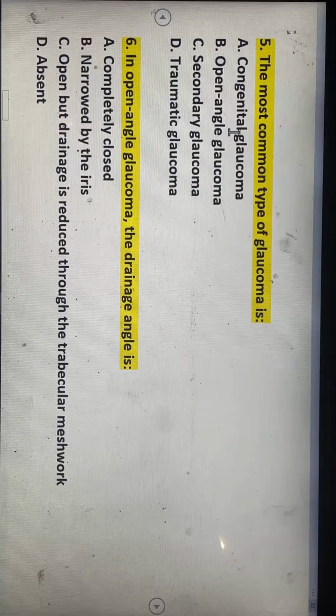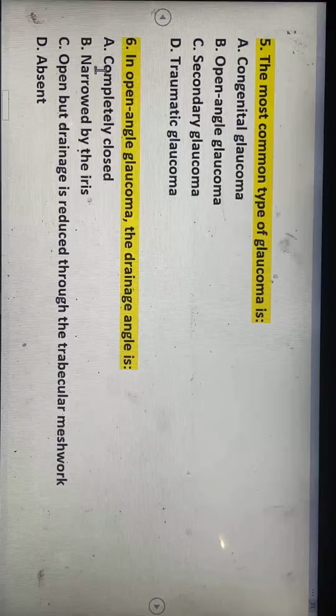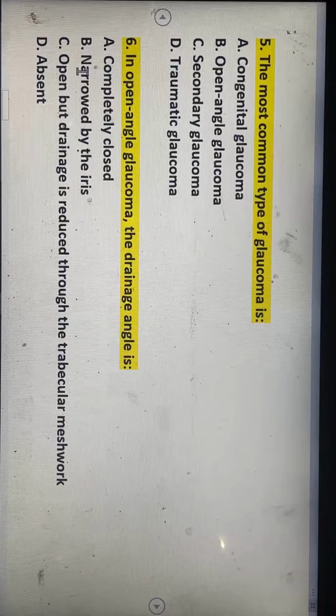Very simple question. All right, to the student that just got the correct answer during this live, I'm impressed. So if you choose D, you are wrong. If you choose A, you are wrong. If you choose B, you are wrong. So the correct answer is C. In open angle glaucoma, the drainage angle is open, but the drainage is reduced through the trabecular meshwork.